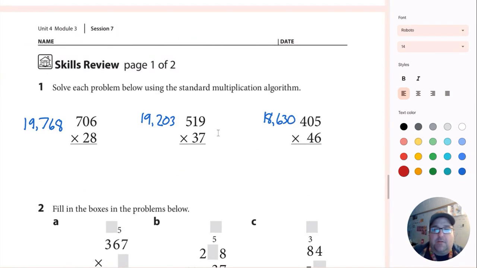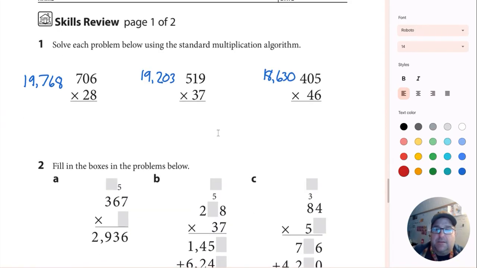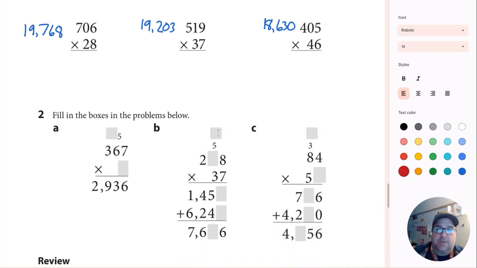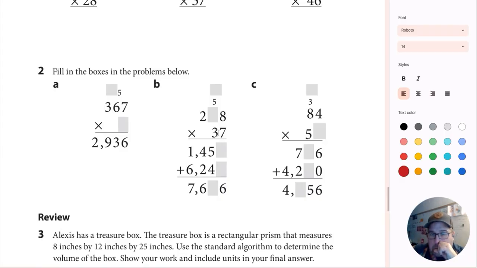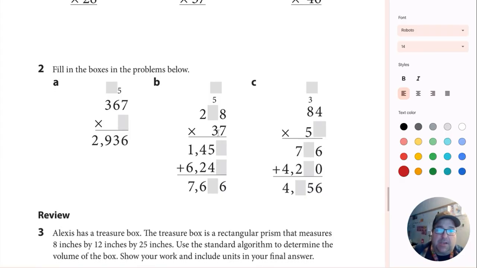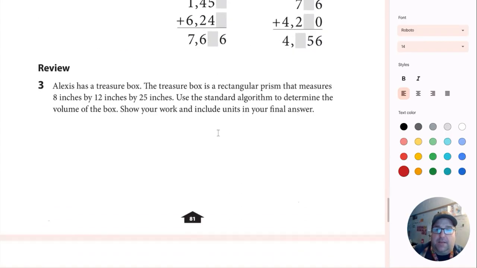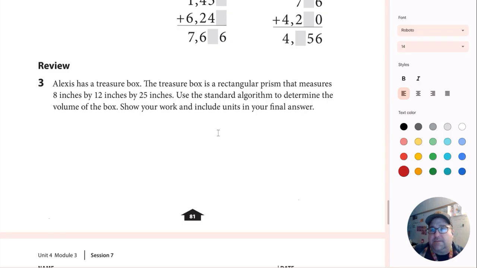Then let's just end with a little more multiplication practice. Again, those are your final answers for number 2, filling in those missing boxes. And then number 3, Alexis has a treasure box. The treasure box is a rectangular prism that measures 8 by 12 by 25. Use your standard algorithm to determine the volume of the box, show your work, and include your units.